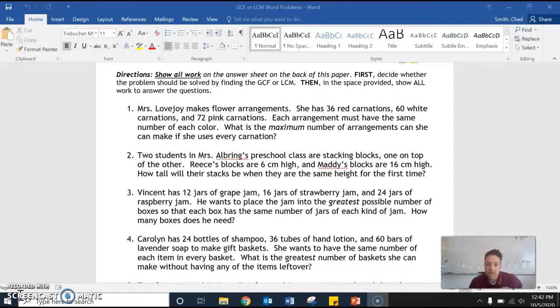So right away, I'm thinking, okay, they're talking about taking flowers, we're splitting them up evenly, we're dividing them up. I see the word maximum. This has got to be a greatest common factor problem. So if you're thinking that to yourself, you're absolutely right. So I'm going to do this problem on the board. So we got 36, 60, and 72.